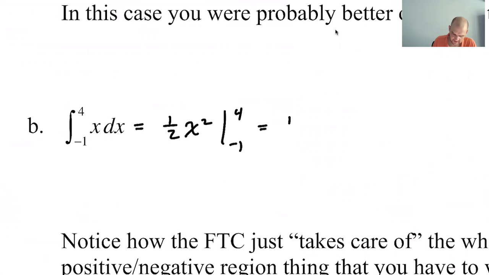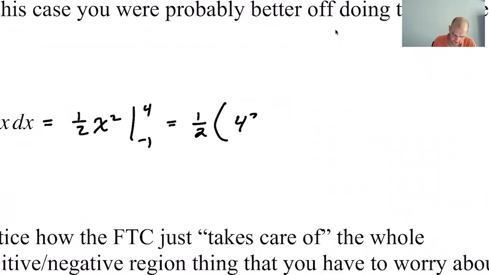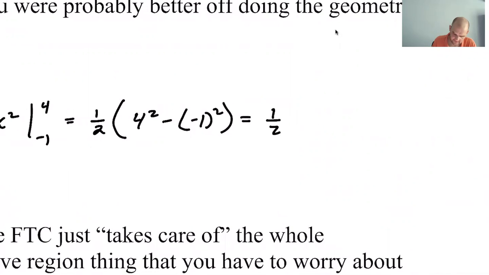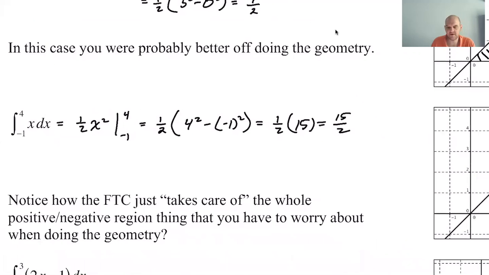So I'm going to do 1/2. And then I'm going to plug in 4. So 4 squared minus -1 squared. So that's 1/2 of 16 minus 1. 1/2 of that. So, I mean, 15 halves, 7.5. However you want to think about it. Okay. So fundamental theorem, you just go for it.